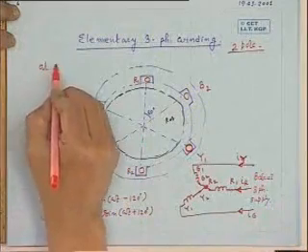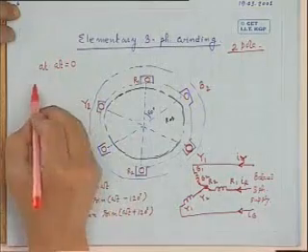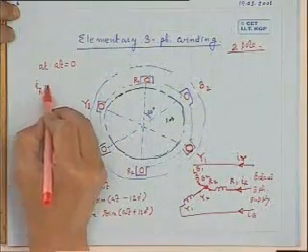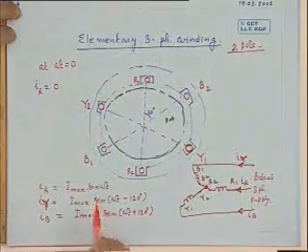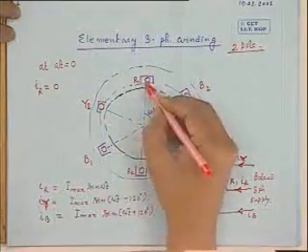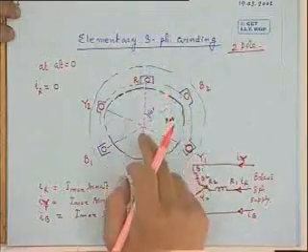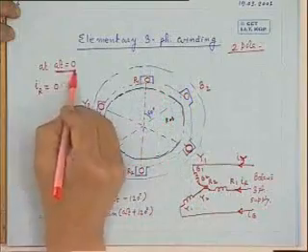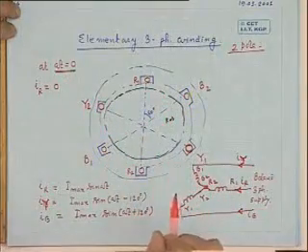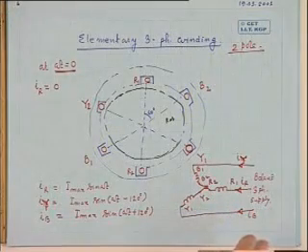Now let us take several instants. Suppose you say at omega t equal to 0. What is the value of IR? IR is 0. So R phase will not carry any current. This R1, R2 is not carrying any current at omega t equal to 0.